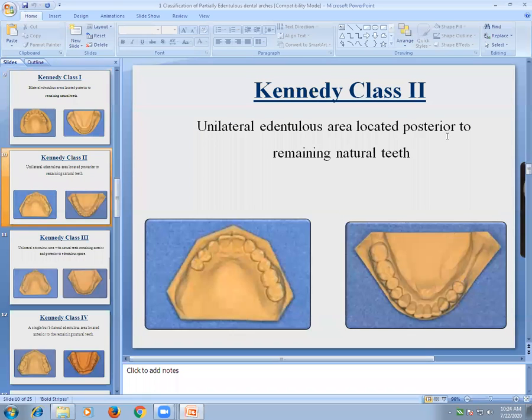And coming to class 2, unilateral edentulous area. Here you can see unilateral. That is, the edentulous area is present only on one side of the arch, posterior to the remaining natural teeth. That means anteriorly, natural teeth are present here.